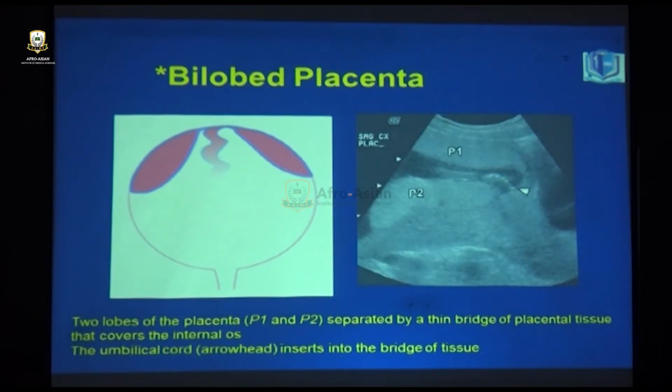Similarly, there is a bilobed placenta. Here, there was a smaller one and the bigger one. Here, nature has divided it into two almost equal parts, but the umbilical cord is inserted at the center where the membrane is. These placentas have to be diagnosed because these are again a threat for postpartum hemorrhage.